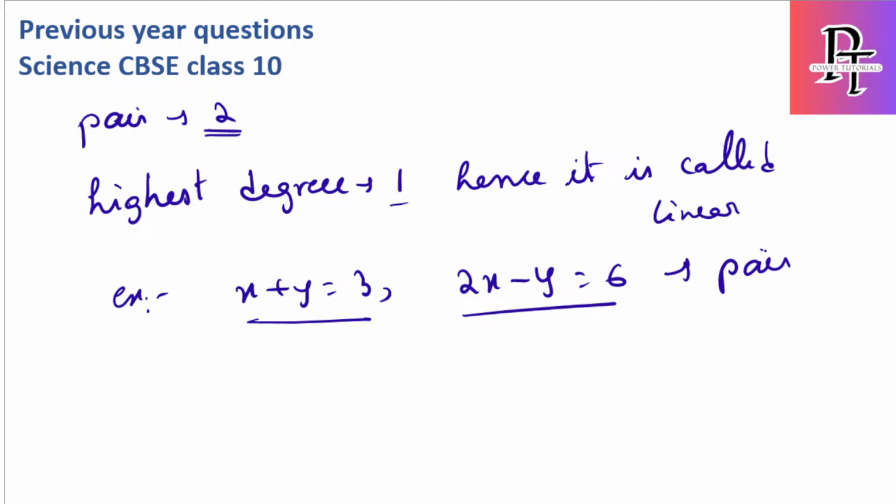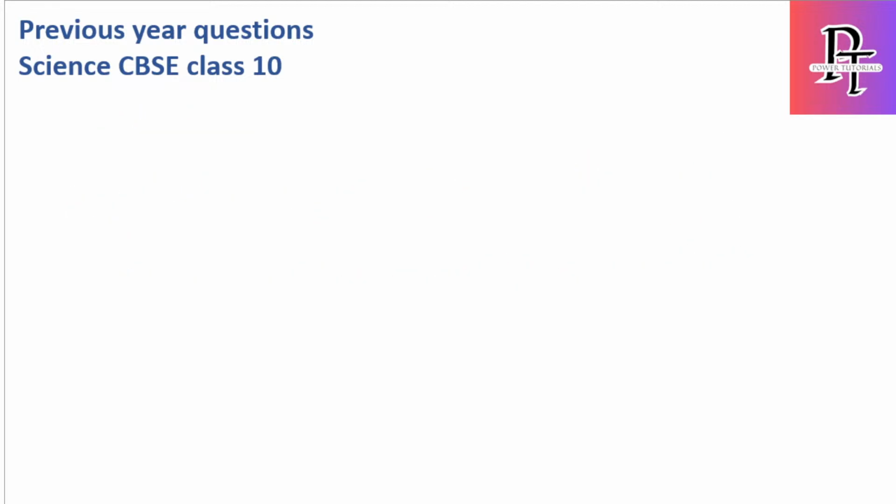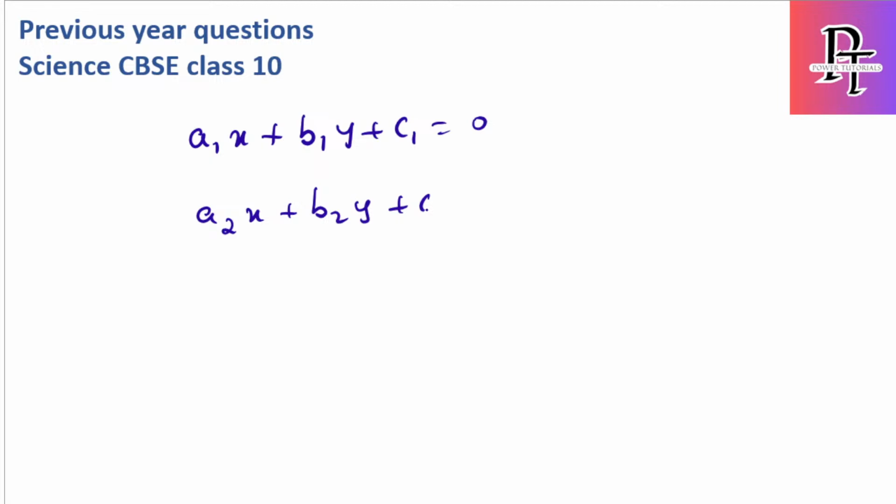Now we are going to study, for a pair of linear equations, whether they are intersecting, parallel or coincident. So what are those 3 criteria? In the common expression, a1x plus b1y plus c1 is equal to 0 is the first equation, and a2x plus b2y plus c2 is equal to 0 is the second equation. We have criteria to understand whether it is intersecting, parallel or coincident.